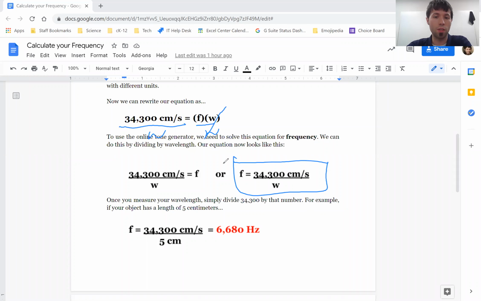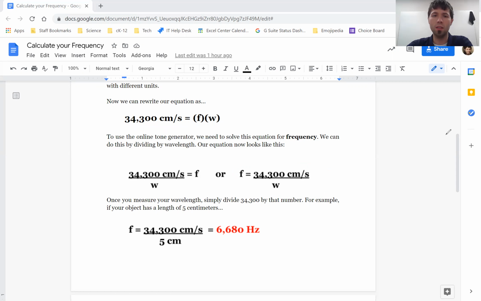So anyway, what you need to know is that frequency for sound equals 34,300 centimeters per second divided by its wavelength. So for example, if we wanted to know what the frequency of something that had 5 centimeters, we would say 34,300 divided by 5 centimeters equals, and that would work out to 6,680 hertz, which is a pretty high frequency. And guys, use calculators for these. Please don't use long division. I want you to use calculators if you didn't know that already.